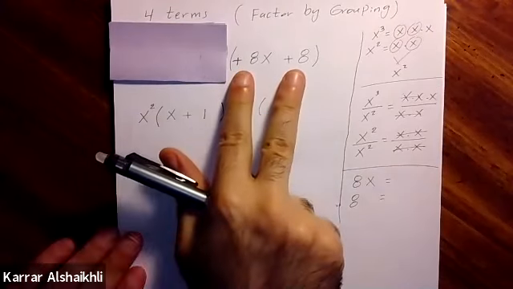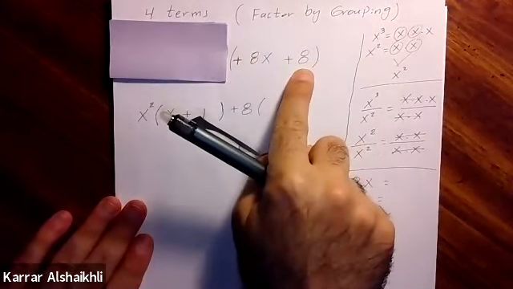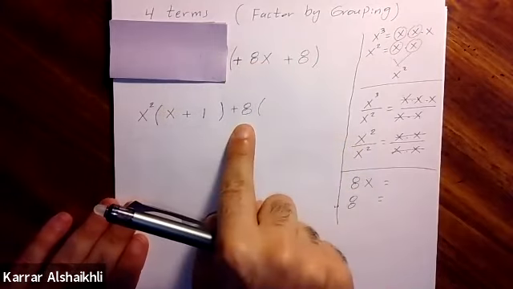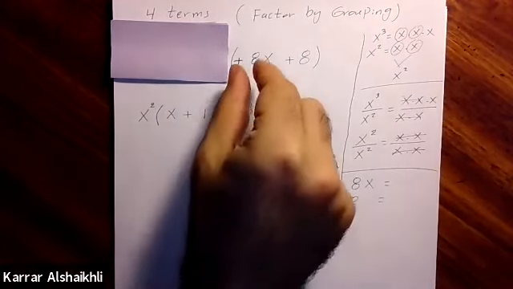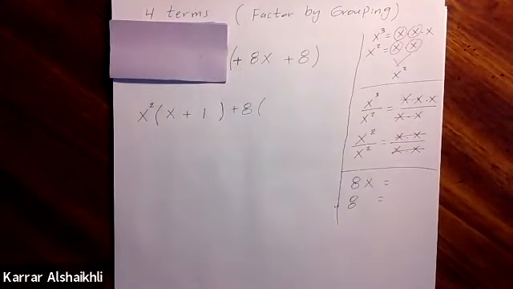You see what's the common? Something exists here and exists here at the same time. It's just the number 8 because it exists here and exists here. So here's the 8. This is the GCF. Something exists on this term and something exists on this term. Now the next part, we're going to divide.